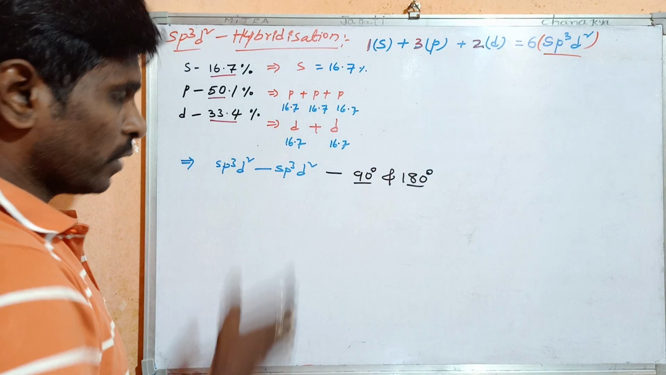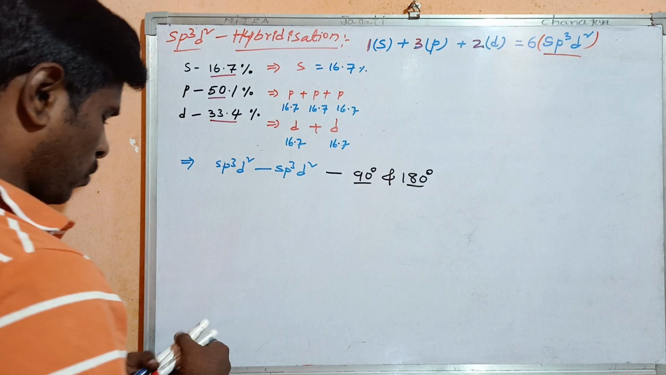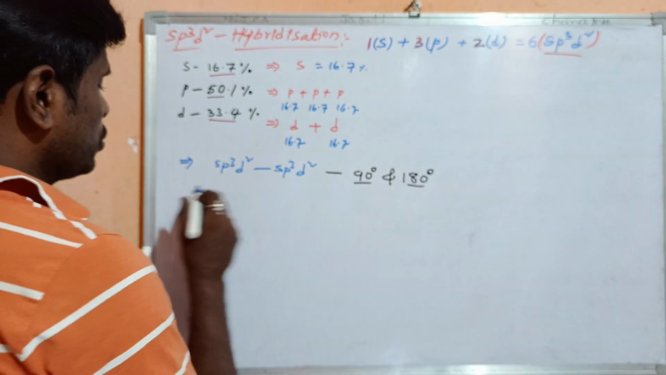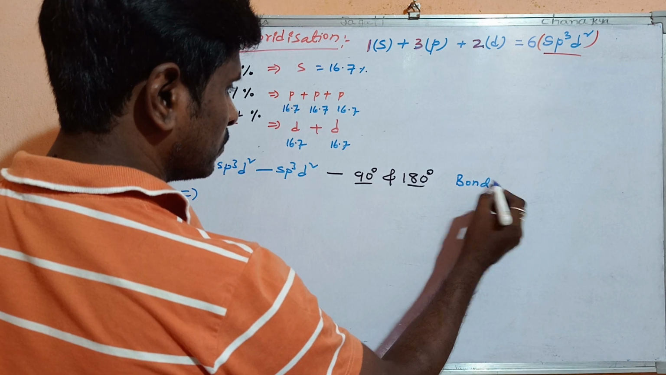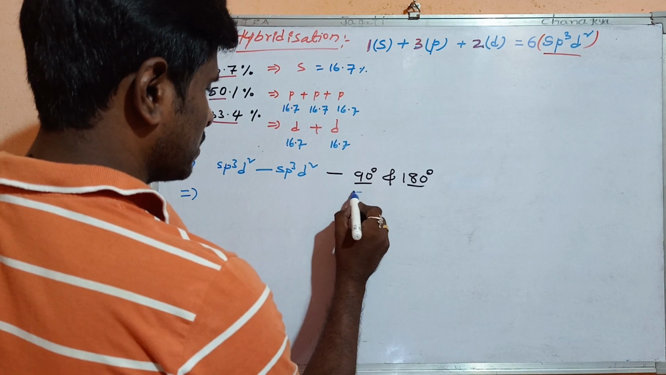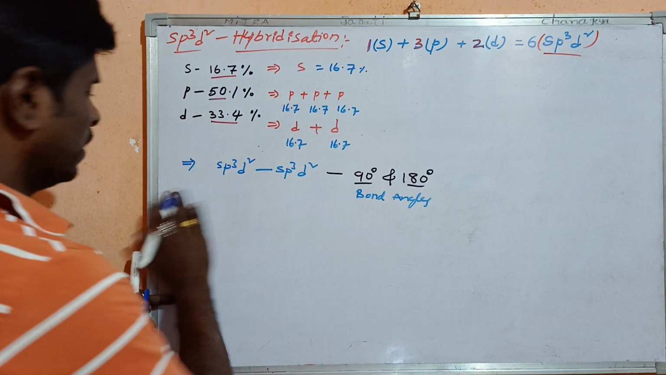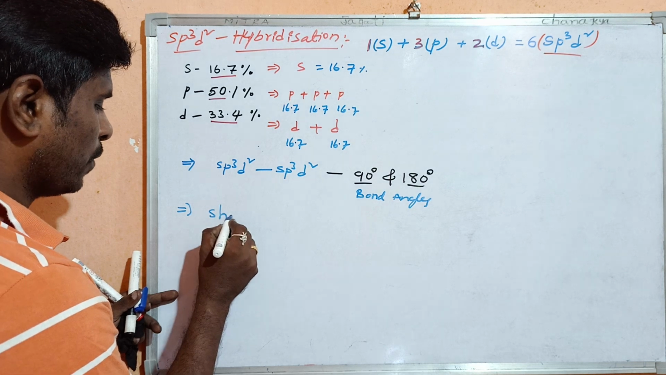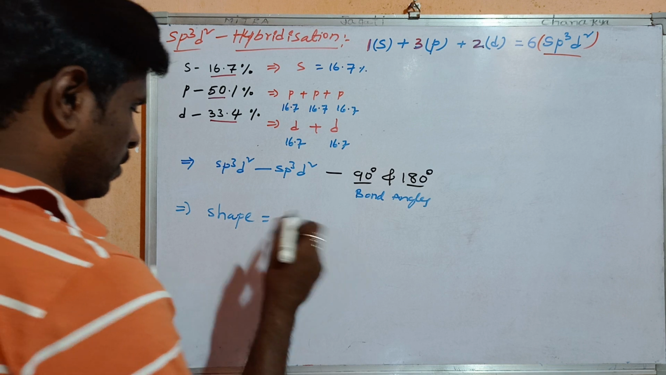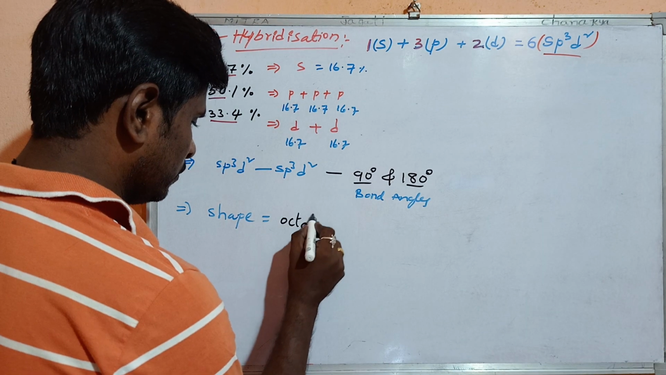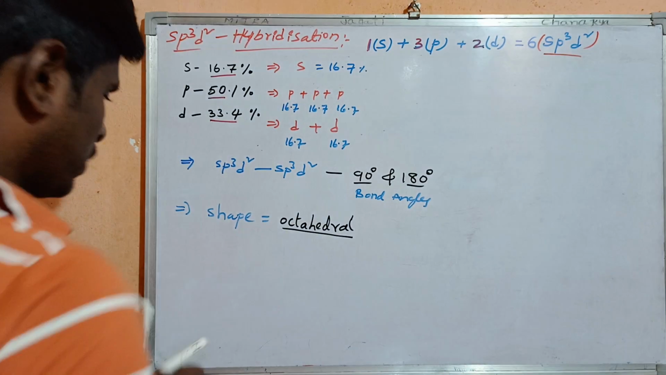Okay friends, look here, this is the bond angle, and also what is the sp3d2 shape? These are bond angles. Next, shape. What is the shape of sp3d2? The shape of sp3d2 is octahedral shape. Octahedral shape.